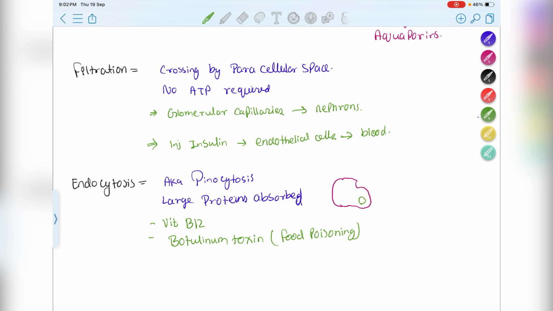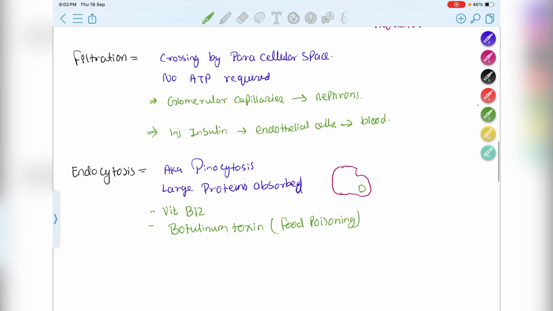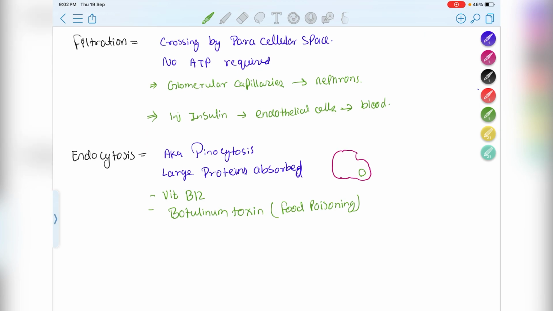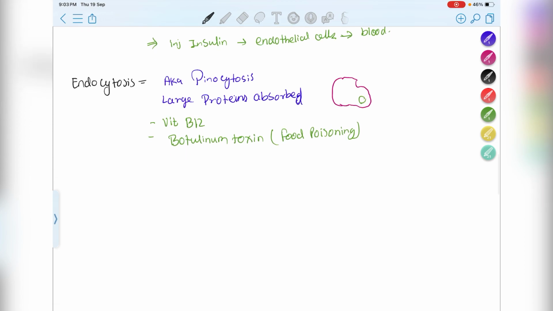Now we have carrier mediated absorption. In all of these we have seen that the drug was directly crossing the membrane without the help of anything, but now we have transport or carrier mediated absorption. In this, someone will be there to help the drug go inside. First is facilitated diffusion.